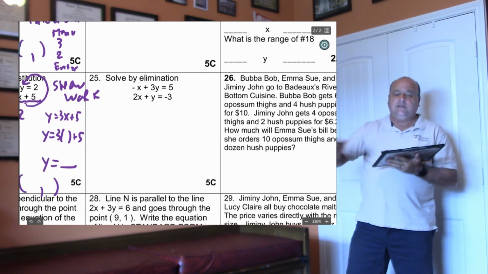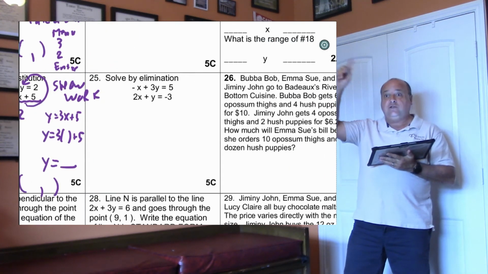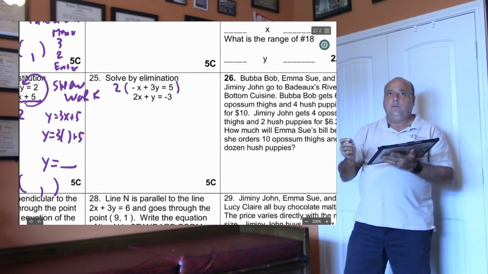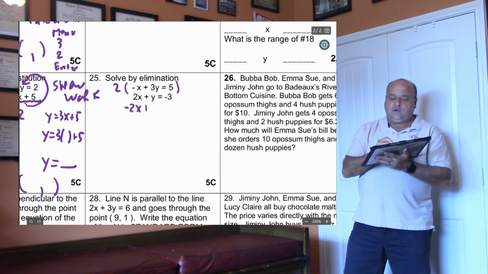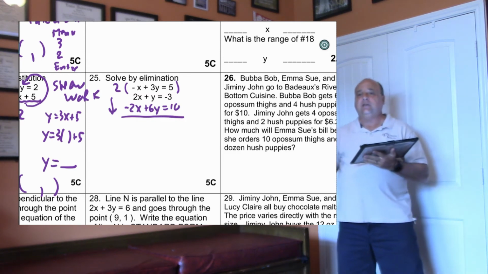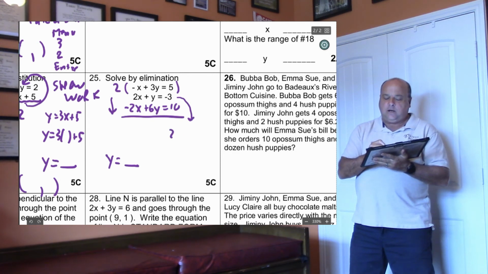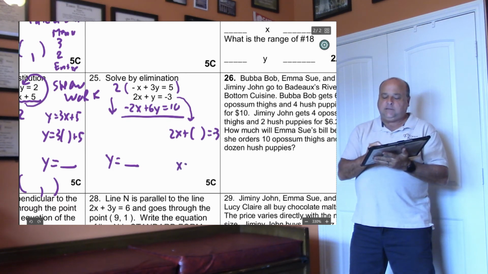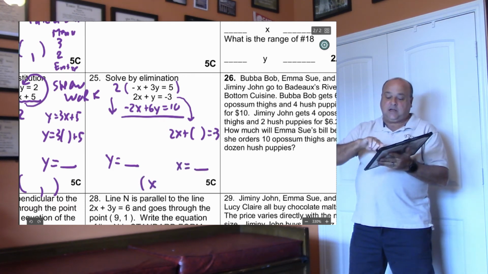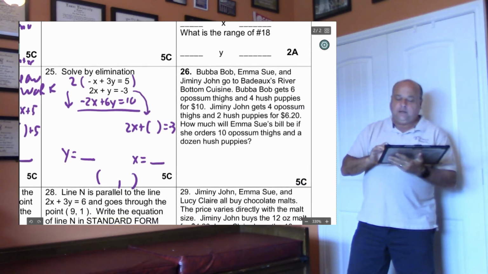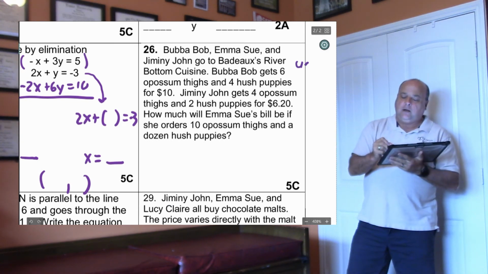Number 25 is elimination. So we want to make either the x's or the y's opposites. So right here, I'm going to make my x's opposites. So I'm going to multiply the top equation by 2. Negative 2x plus 6y equals 10. And now I can add straight down and eliminate my x's, can I? So I'm going to get y equals something here. And then I would put this equation right here and replace the y with something, right? And solve for x. And you'll end up with your x comma y right here as your ordered pair, right? Oh, number 26, okay? 26, use calculator.